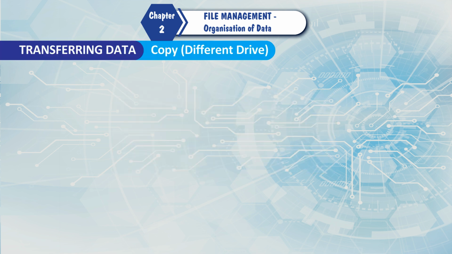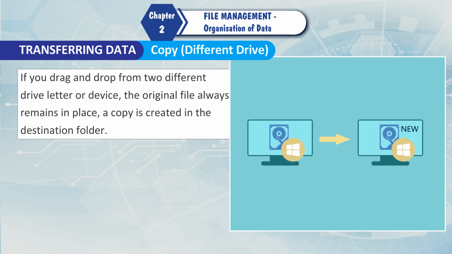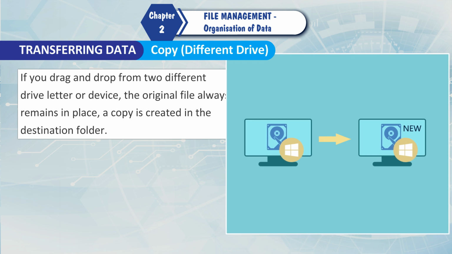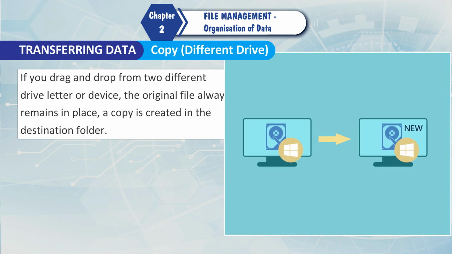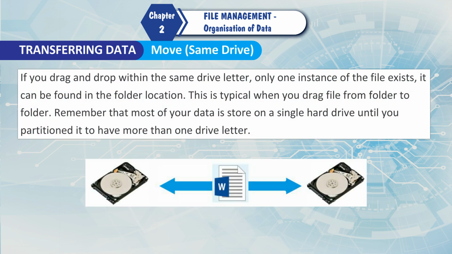Copy, different drive. If you drag and drop between two different drives or devices, the original file always remains in place. A copy is created in the destination folder. If you drag and drop within the same drive, only one instance of the file exists. It can be found in the new folder location. This is typical when you drag a file from folder to folder.